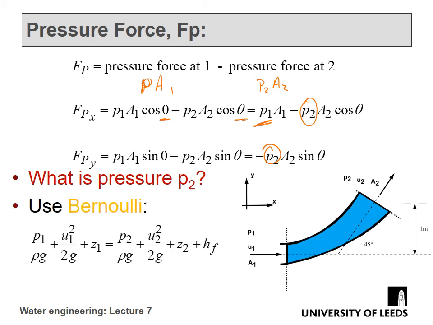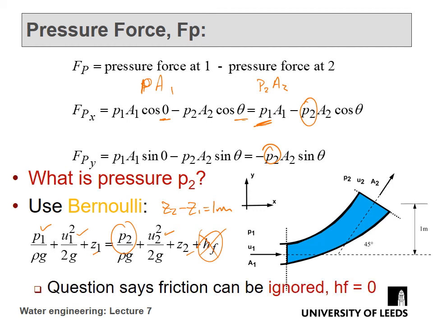Here's our Bernoulli equation. You've seen this form before. I've got an extra term on the end here. Now this is a head loss. If we had any friction losses, we might apply that, but we're going to ignore this because we're going to say there are no friction losses. But in this equation we have P1, we have U1, we have rho g, we have Z1 minus Z2, so Z2 minus Z1 equals 1 meter. And we have a U2. What we don't know is P2, so we rearrange this and make P2 the subject, and we calculate P2.